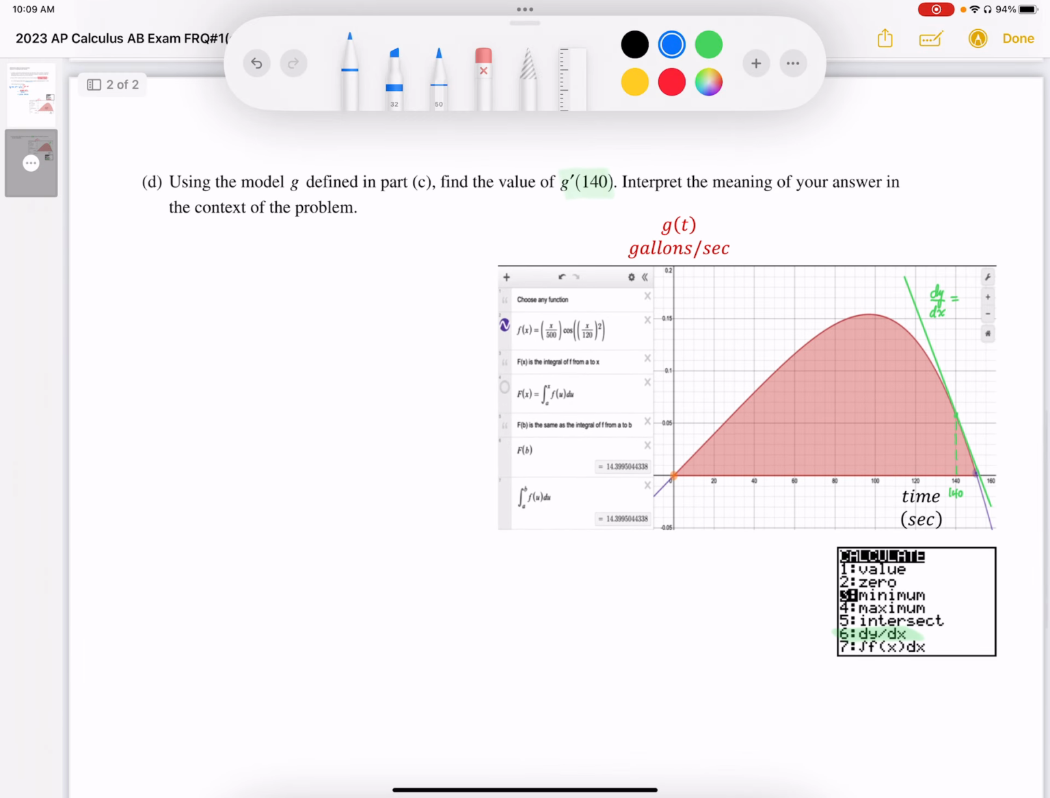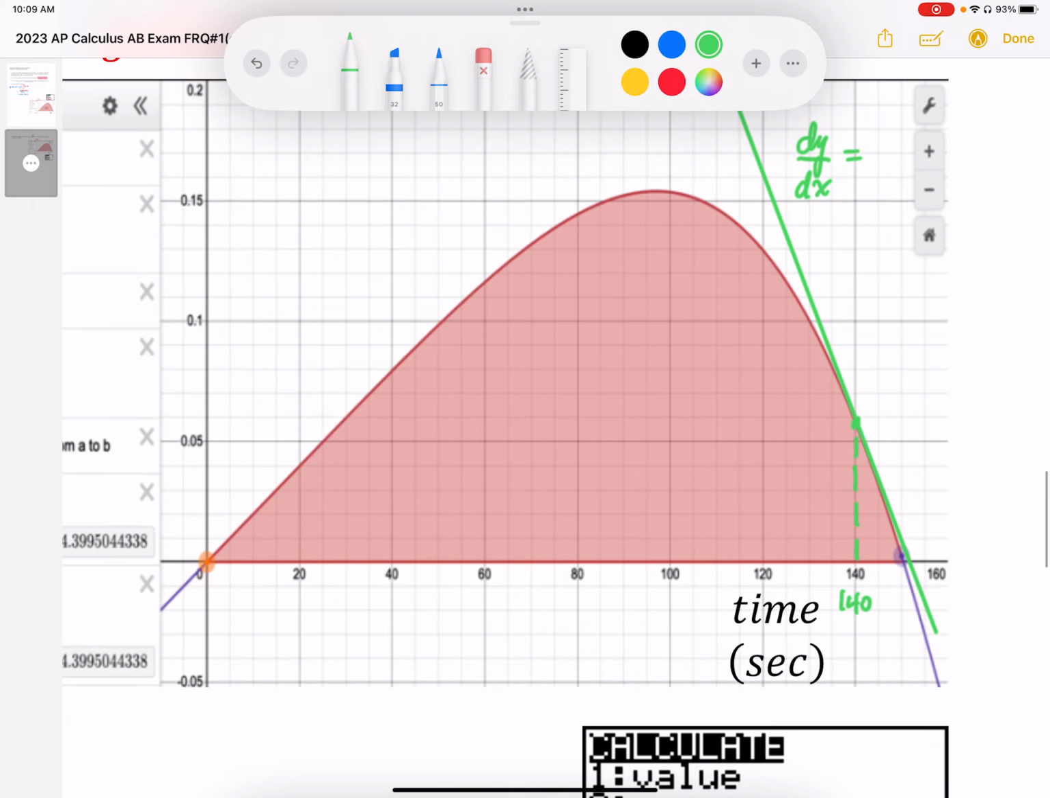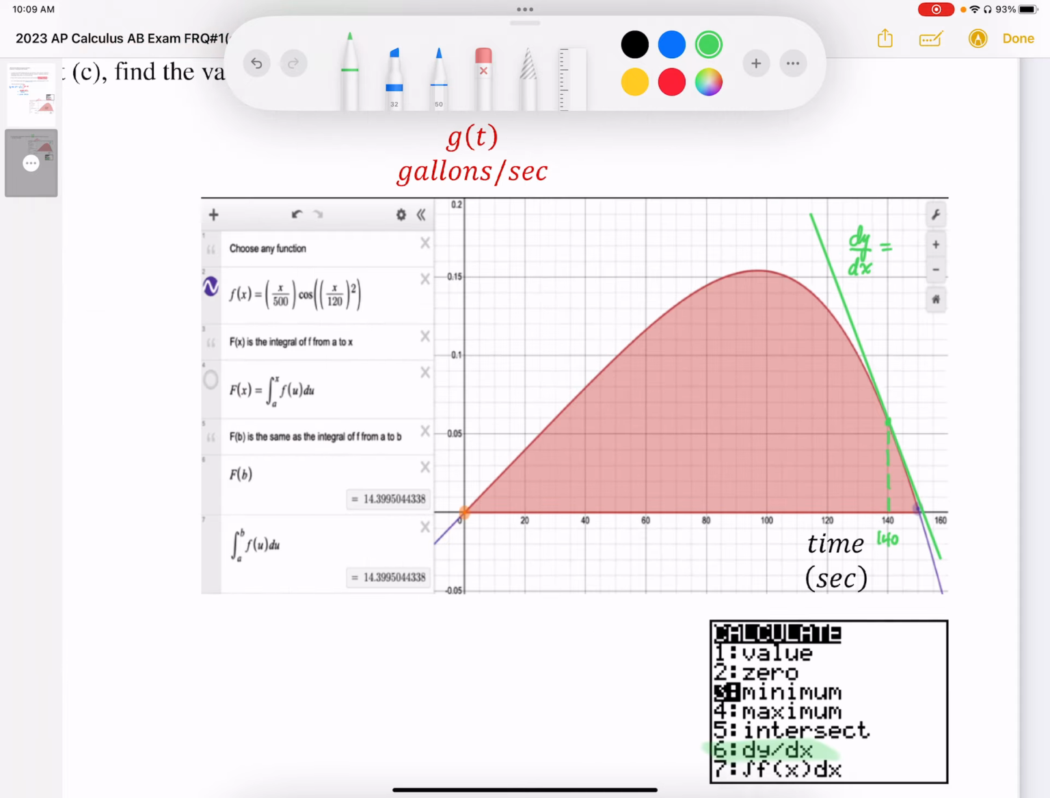In part D of question number 1, it says, using the model G defined in part C, find the value of G prime of 140. We've graphed G here. G prime of 140 is the value of the derivative at 140, so this represents slope. We're trying to find the slope of the tangent line at t equals 140.